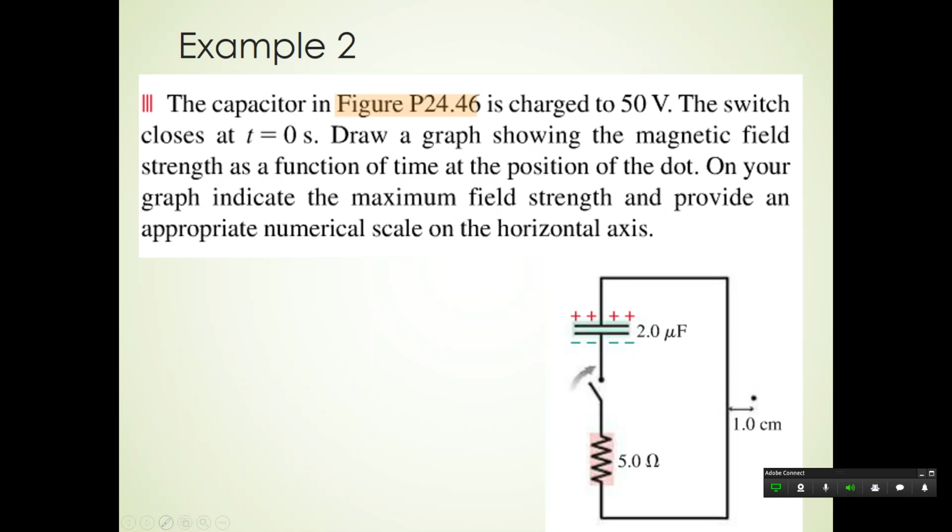Okay, so let's talk about circuits. The capacitor in this figure is charged to 50 volts. The switch closes at t equals 0 seconds. Draw a graph showing the magnetic field strength as a function of time at the position where the dot is indicated. On your graph, indicate the maximum field strength and provide the appropriate numerical scale on the horizontal.